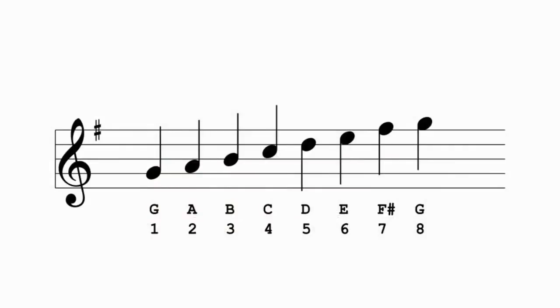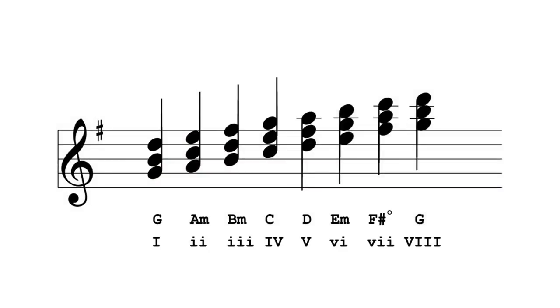If we refer back to what we looked at a couple of levels ago and take the notes of the G major scale and pile them up on each other like this, we produce a series of chords that we describe as being diatonic to the key of G major.